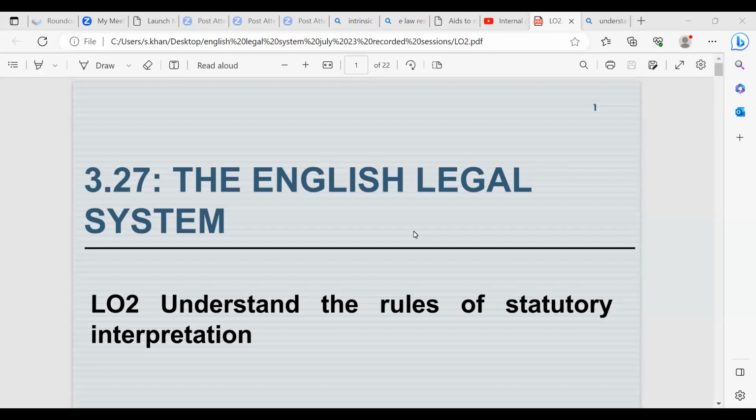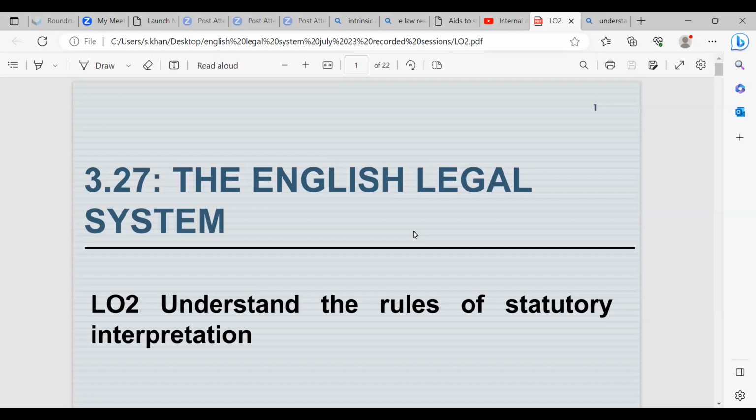I just want to give you an overview of the last session and what we looked at in regards to Learning Outcome 1. In Learning Outcome 1, we looked at understanding the key principles of English law. We then went on to look at the different methods by which laws are made, in regards to where a bill is passed and becomes a law.